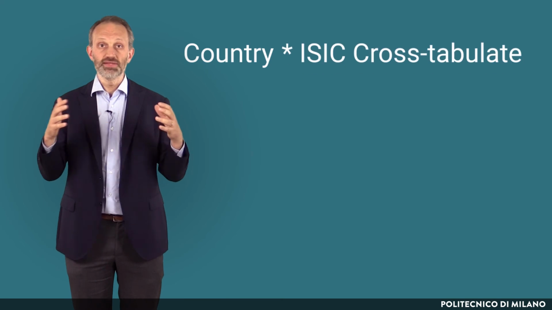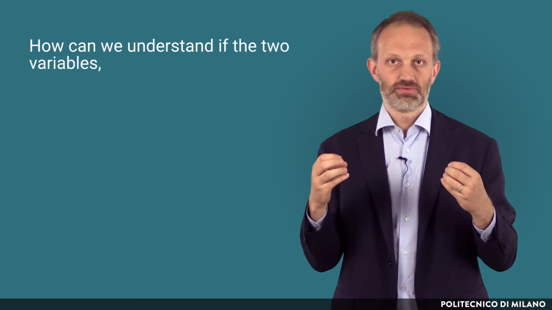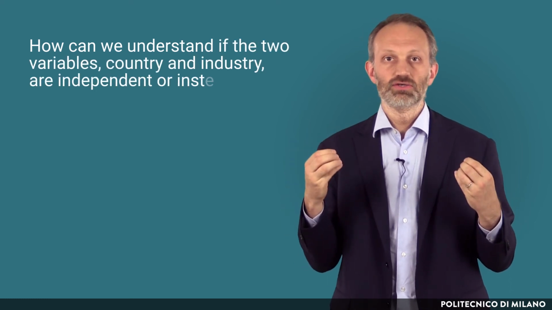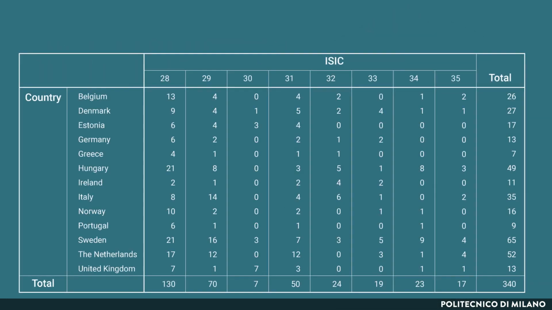For example, when we consider 2 categorical variables at the same time, we can calculate the frequencies of each combination. For example, we may want to see how our sample is distributed according to both country and industry, and cross-tabulate the frequency of occurrence. But how can we understand if the 2 variables, country and industry, are independent or instead they are related? We can run the chi-square test, which is a non-parametric test. There are many more tests, both parametric and non-parametric, which can be useful to test many hypotheses.